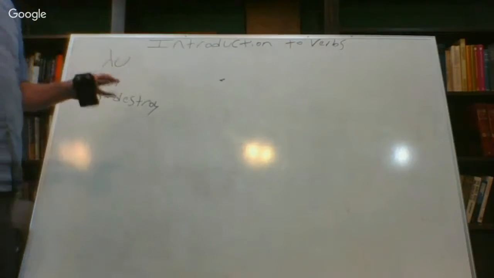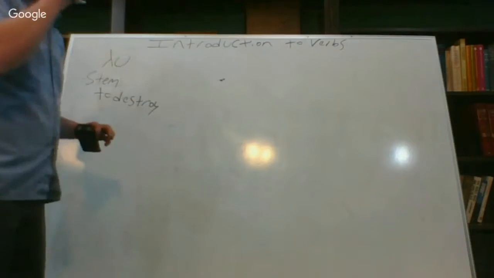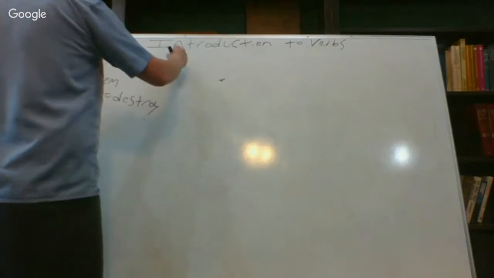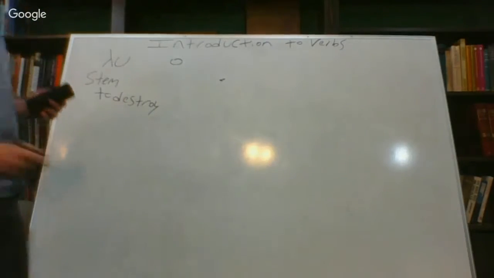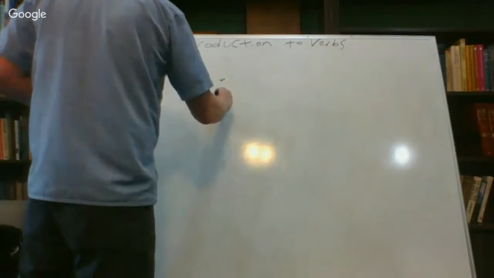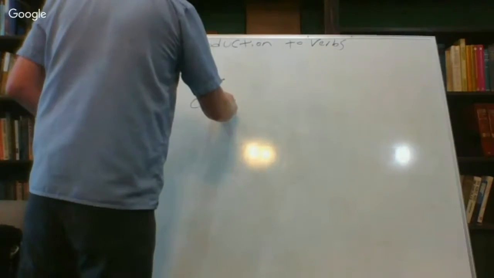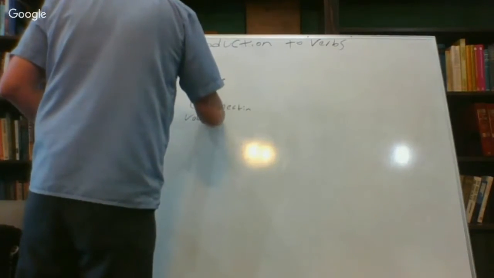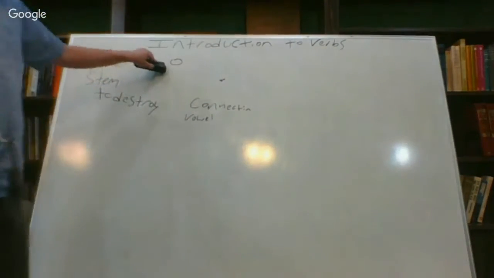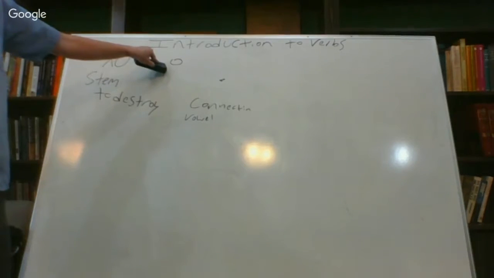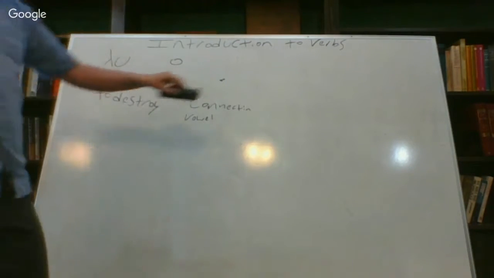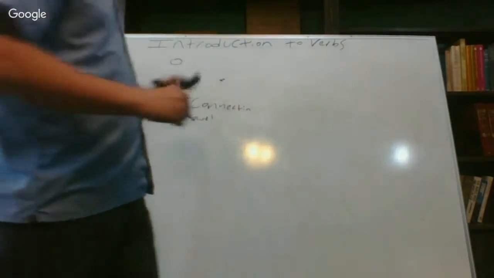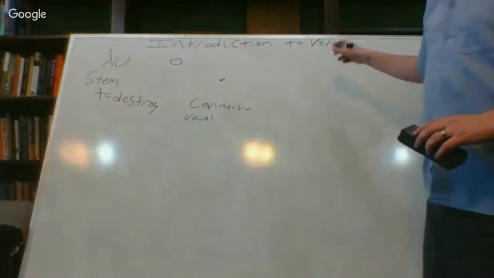We're going to talk about this more later, but we also have connecting vowels. So in this case, I'm going to give it an omicron for the connecting vowel. I'll write down here, connecting vowel. This is what's going to connect our stem to our personal ending, which we're going to see here shortly. So we have lu-o, but now we need a personal ending.